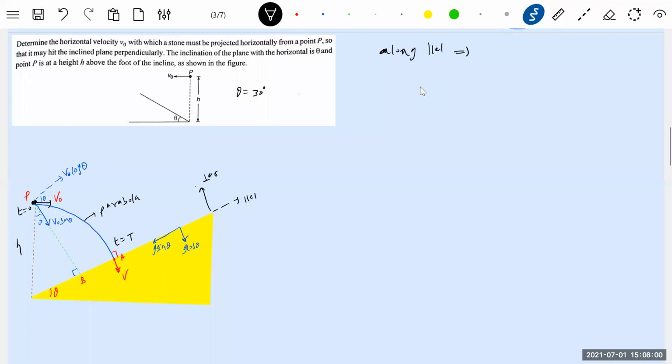Now, what equation can we write? 0 is equal to v naught cos theta minus g sin theta into t. So what is t equal to? t equals v naught cos theta by g sin theta. V naught we don't know, cos theta is root 3 by 2, and sin theta gives g by 2. So t is root 3 v naught by g. Fine, so that is one equation. Keep it in mind.